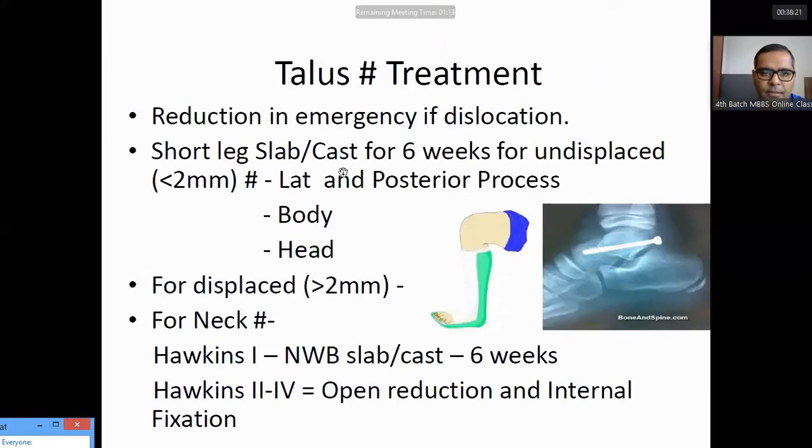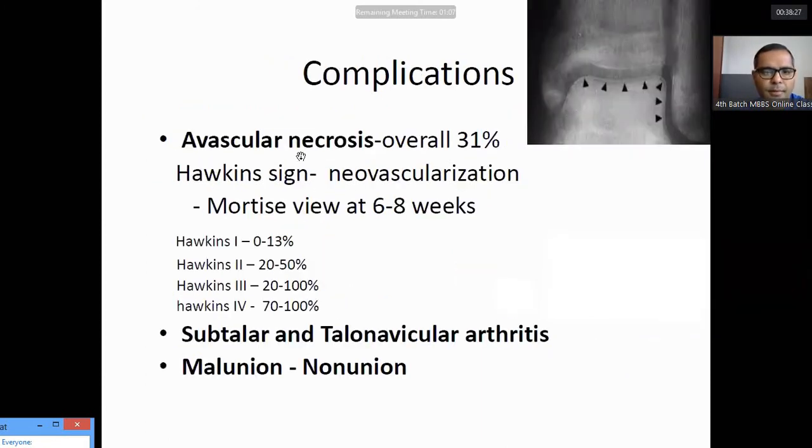Hawkins, Talus treatment. Okay, if it's undisplaced, slab or cast; displaced, you need to fix with this screw. Complication, avascular necrosis. You should not forget this one.